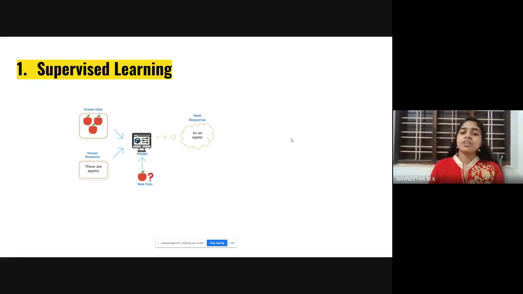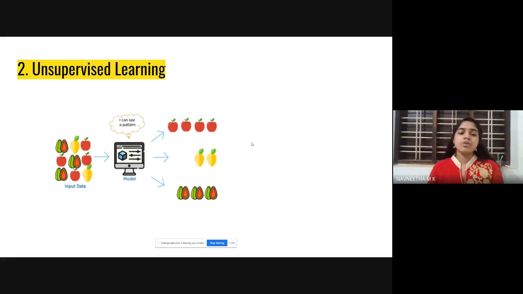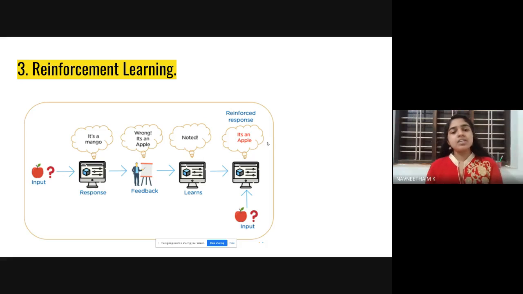First one is supervised learning. In supervised learning, training data is required. In unsupervised learning, we feed the system, then the system gives you output. In reinforcement learning, the system learns on its own.